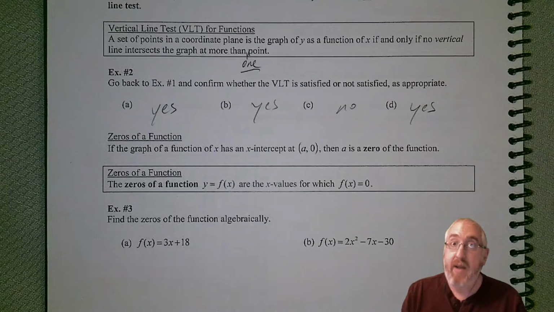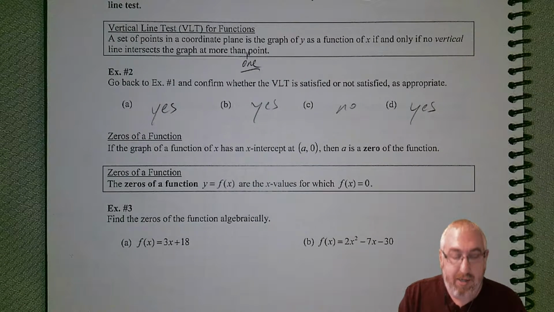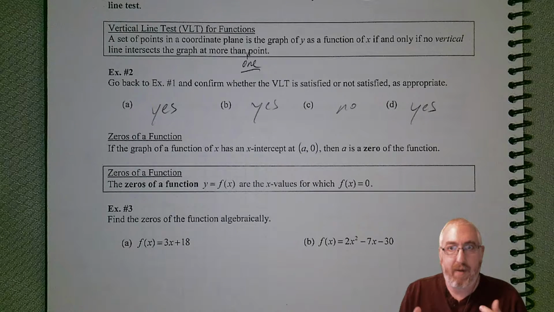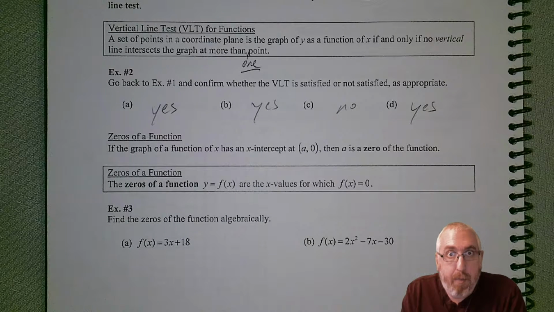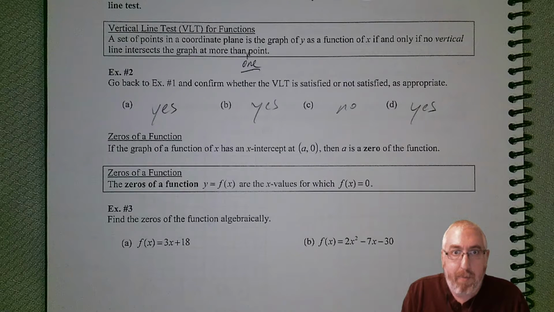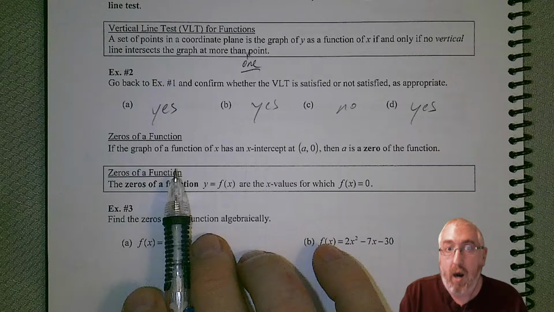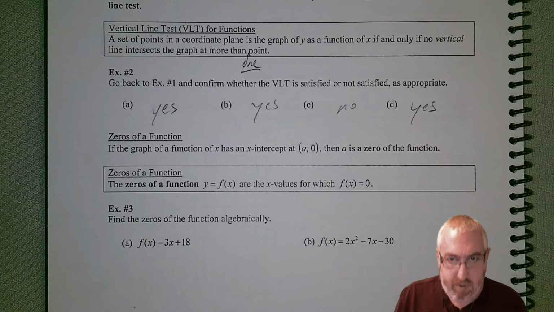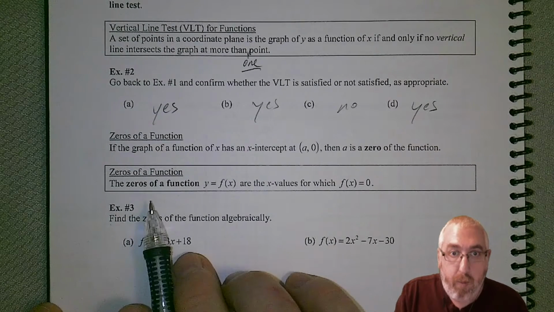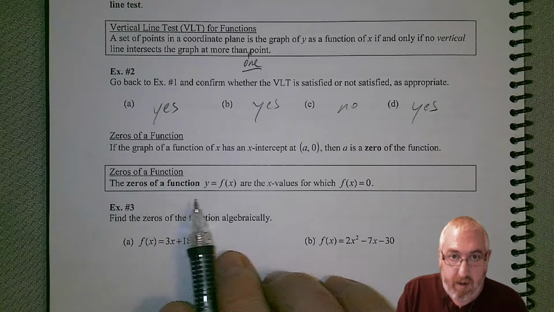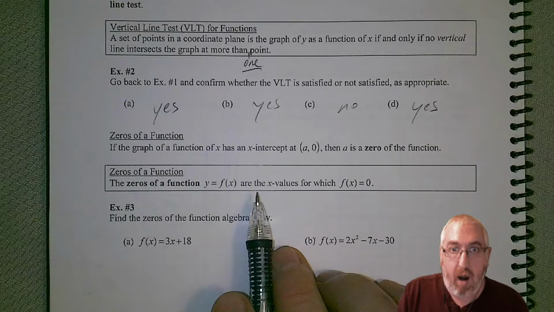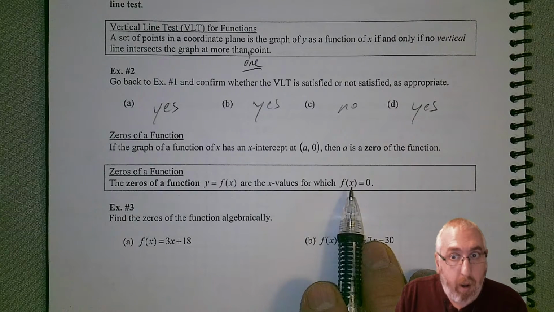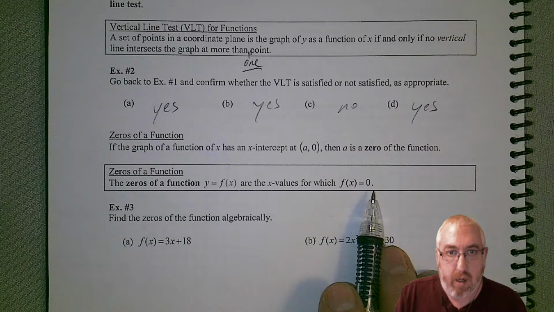All right, so now the next topic in this section is looking at zeros of a function, because again, graphing, if we don't have technology to help us, we need to find key points. The zeros are some more of those key points, very similar to the x-intercepts. One way we can define the zeros of a function y equals f of x: they are the x values for which the y value, the output, is equal to 0.